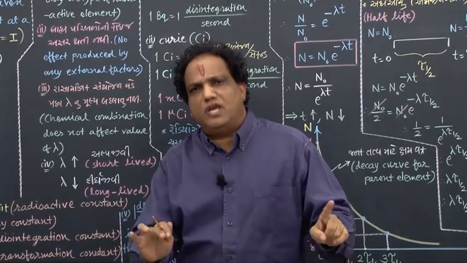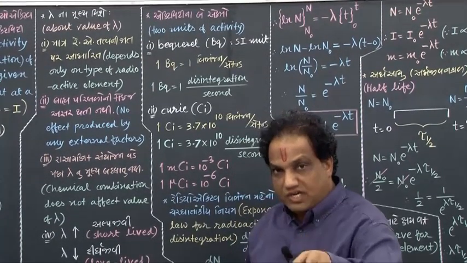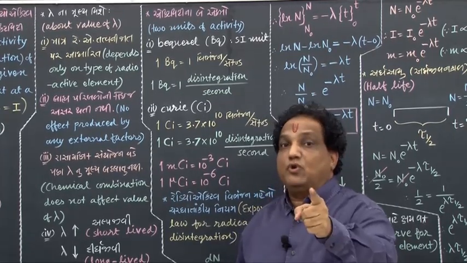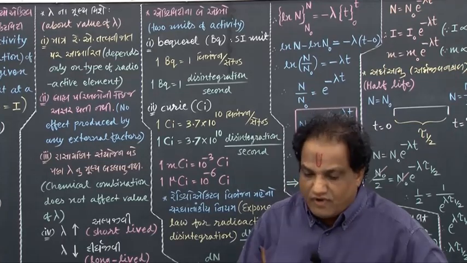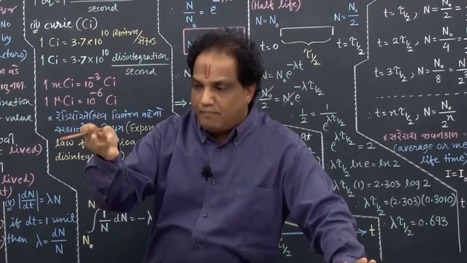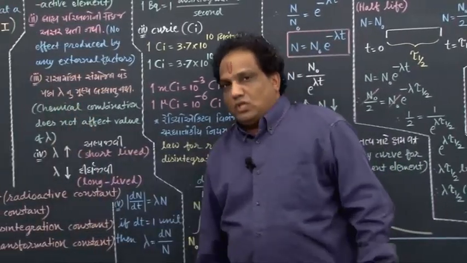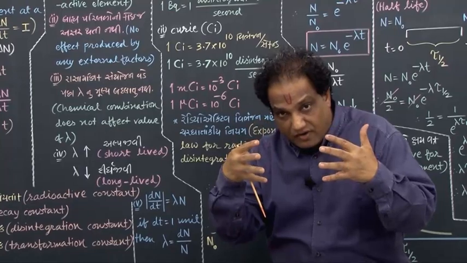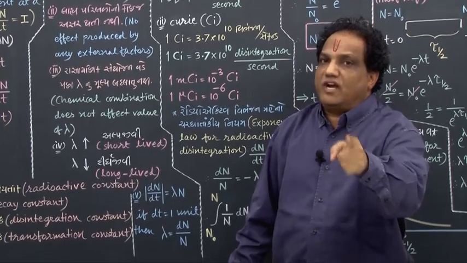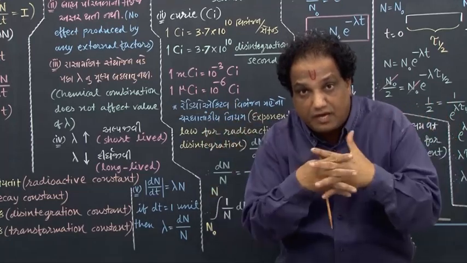It simply depends only on the type of radioactive element. Second, no external factor like pressure, temperature, electric field, or magnetic field can produce any effect on the value of lambda. The value of lambda remains unaffected by external factors. Third, even if you mix a given radioactive element chemically with any other element, there is no effect on the value of lambda. The value of lambda does not change though you are making any chemical mixing.